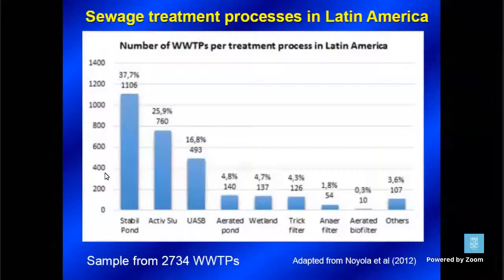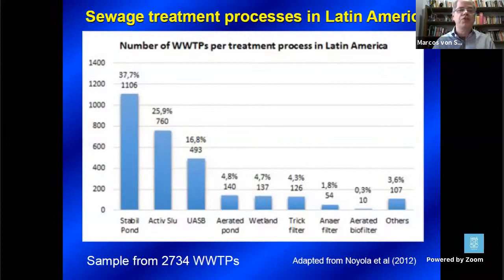And the other one will show the statistics in terms of flows. Okay, so here you can see the most widely used treatment process in Latin America are stabilization ponds. They are very important, and we will cover them in our presentation. We have different variants here. We have facultative ponds, anaerobic ponds, maturation ponds, and so on. But they are by far the most widely used treatment process.